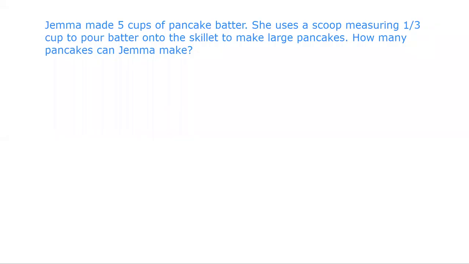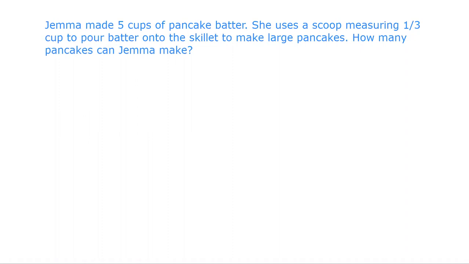Our final problem that we're going to practice today is on the board. Remember, we're using read, draw, write. So we're going to start by reading the problem. Gemma made 5 cups of pancake batter. She uses a scoop measuring 1/3 cup to pour the batter onto the skillet to make large pancakes. How many pancakes can Gemma make?